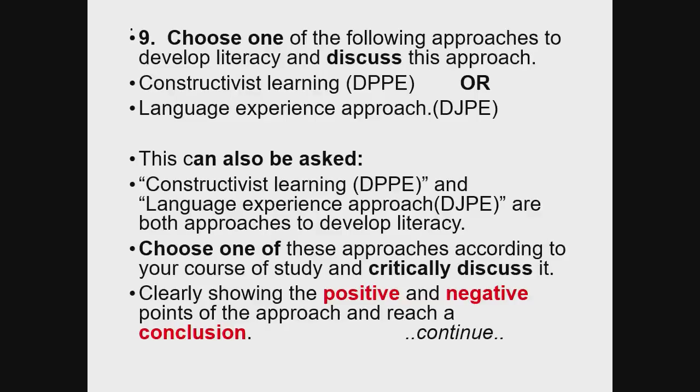They will look like this. Choose one of the approaches to develop literacy and discuss this approach. Then I will ask constructivist learning and I will put in brackets DPPE. That is your question. Discuss the constructivist learning approach. And the other one, the language experience approach, in brackets DJPE. So this is for the DJPE students. Discuss this approach in detail. Remember, discuss is a level 2 verb, and you need not only put down the facts but a little discussion on each. This can also be asked as follows.